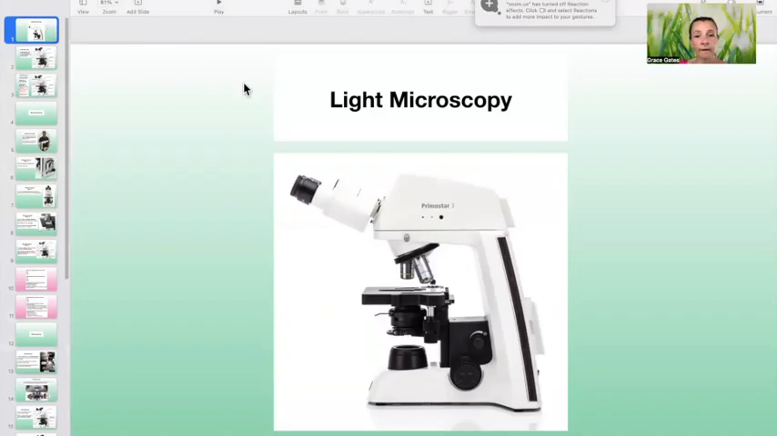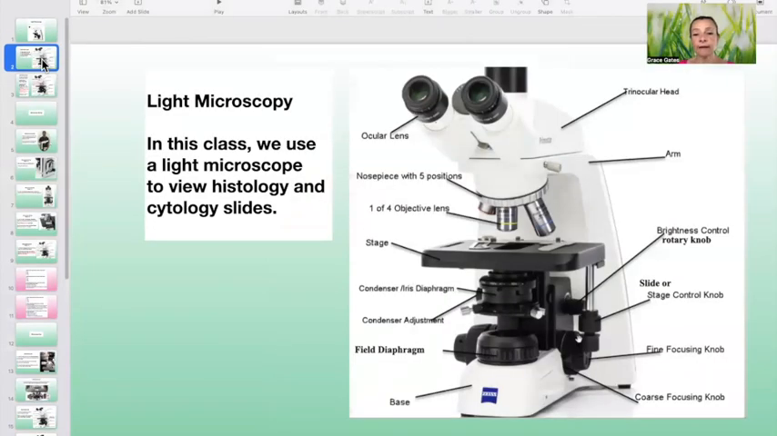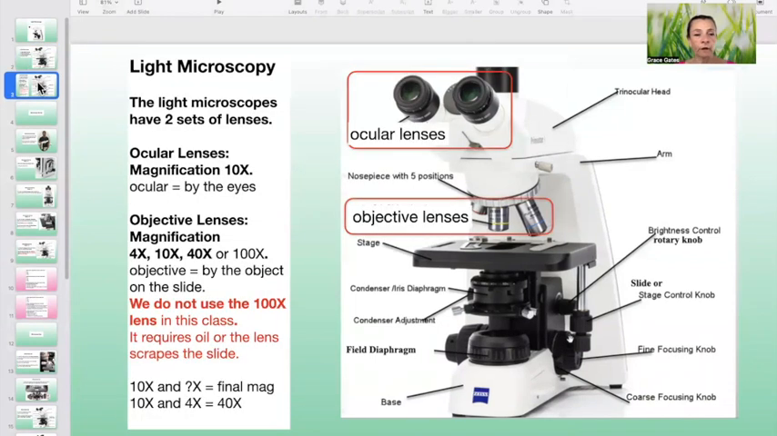Hello, this is a video about microscopy. In this class, we use a light microscope to view our histology and cytology slides. A light microscope uses light in order to look at the specimens that you're looking at.